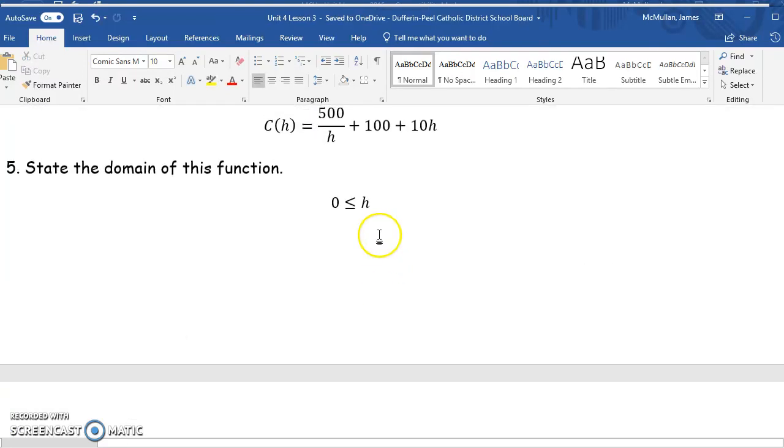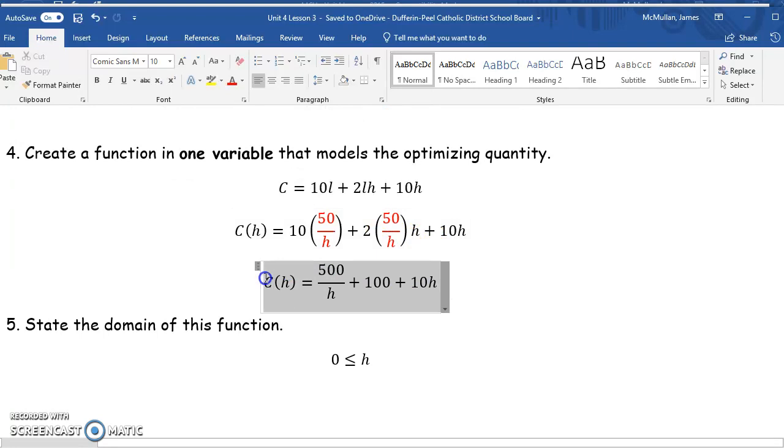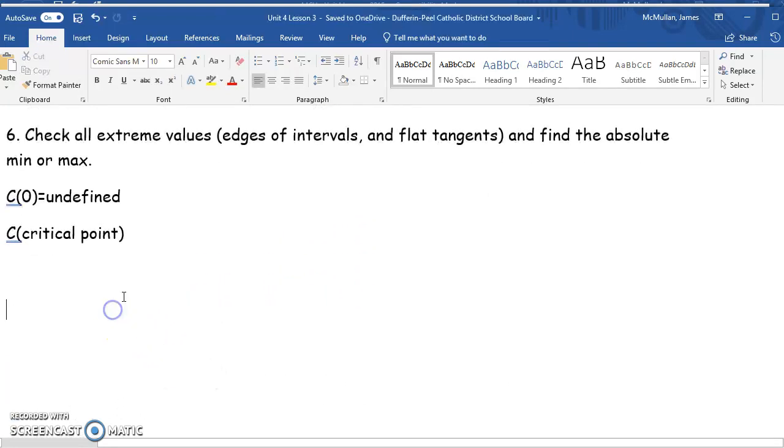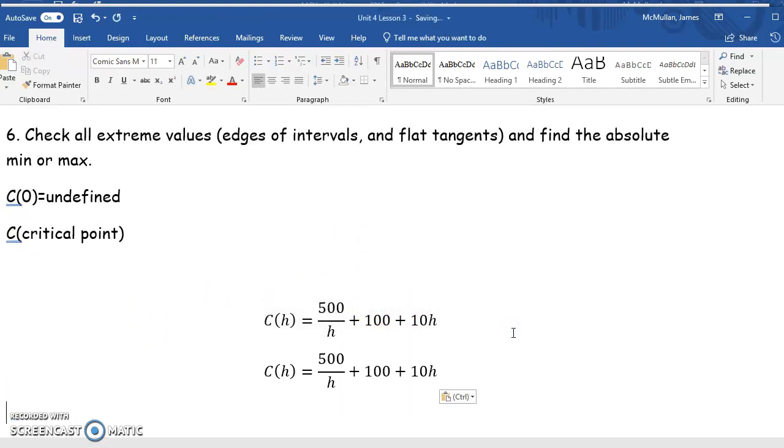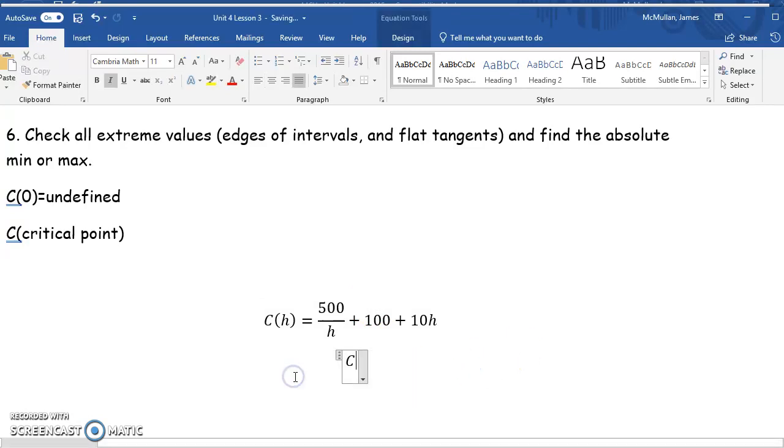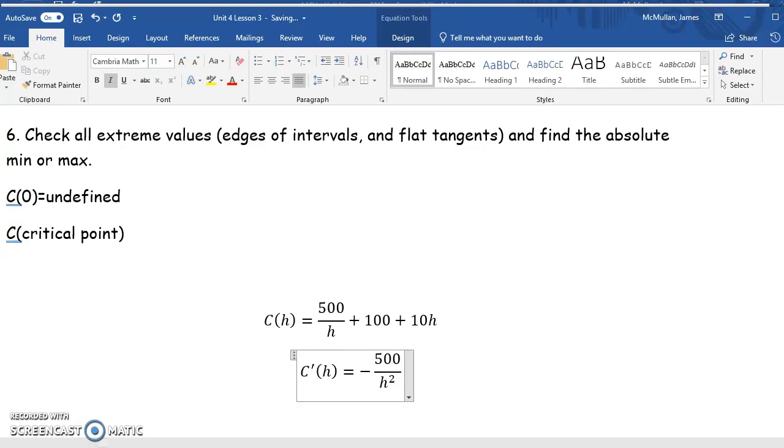So to do that, we're going to go back to the equation as last we had it, and we're going to take the derivative, and then we're going to set it equal to 0 and see what comes out. So here we got 500 times H to the negative 1. This becomes negative 500 over h squared, right? Just dropping the exponent, multiplying the exponent to the front. The 100 disappears, and then the 10h simply becomes 10.